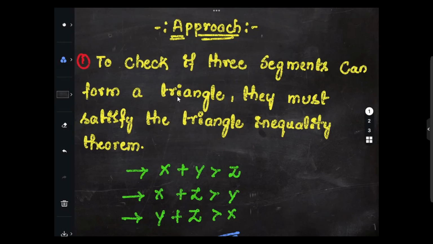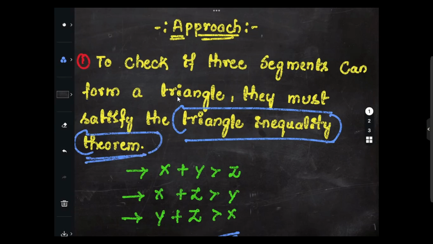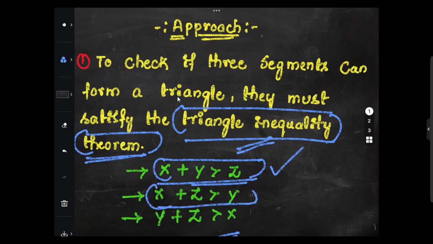The first step is to check if the 3 segments can form a triangle or not. They have to satisfy the triangle inequality theorem, which we already discussed with the first example. x plus y has to be greater than z, x plus z has to be greater than y, and y plus z has to be greater than x. This is important, so we will check if the 3 segments can form a triangle.